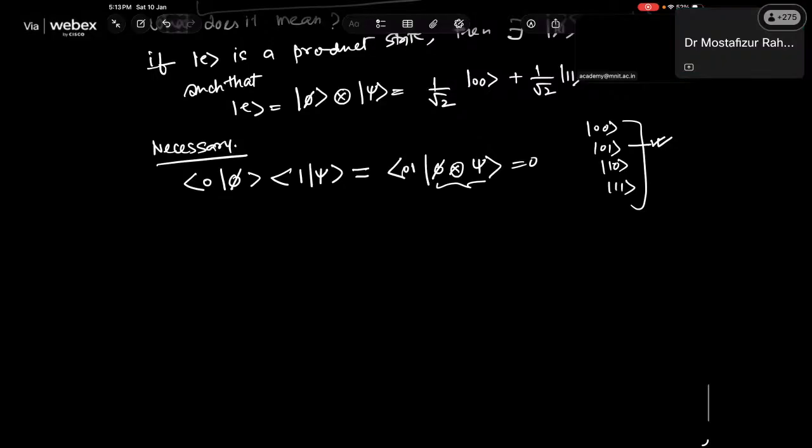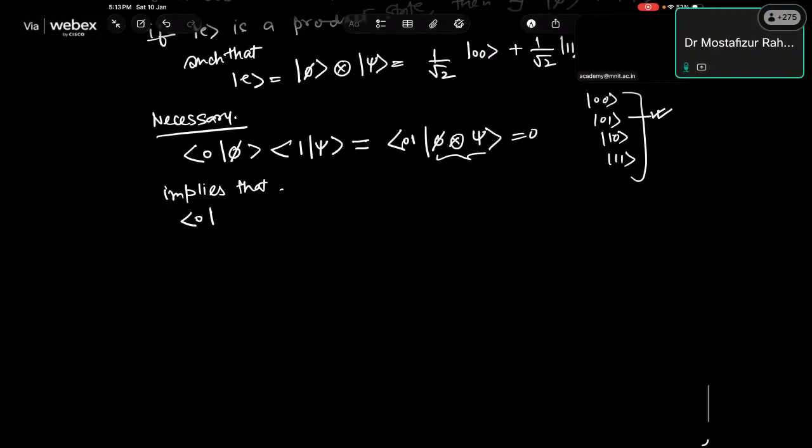Now it immediately implies that either ⟨0|phi⟩ should be equal to 0, or ⟨1|psi⟩ will be equal to 0, or both. That is the condition: if the product of two quantities equals 0, individually one of them is 0, or both are 0, right? So this is the case.